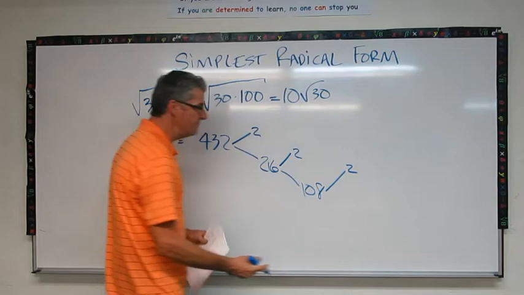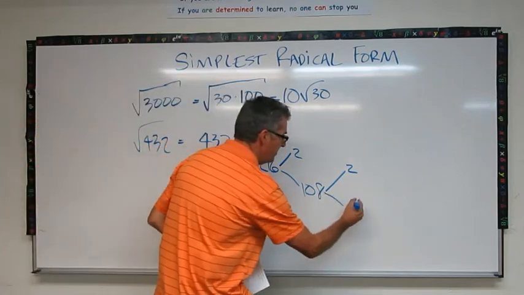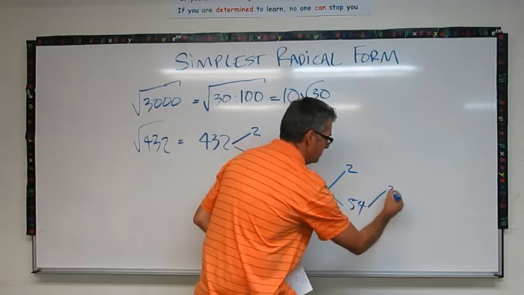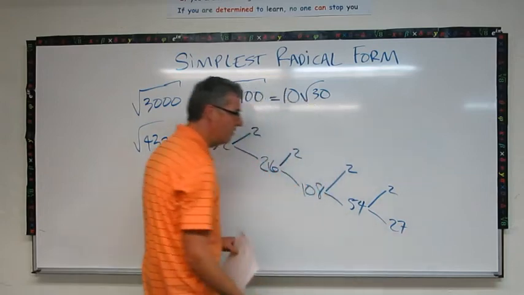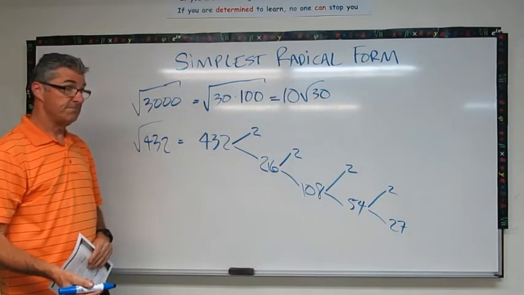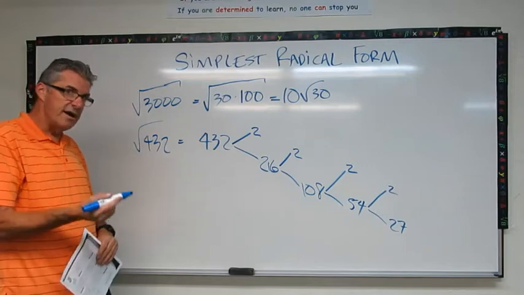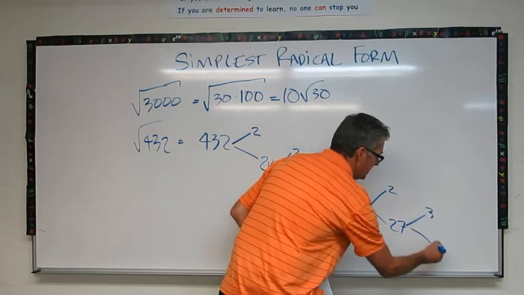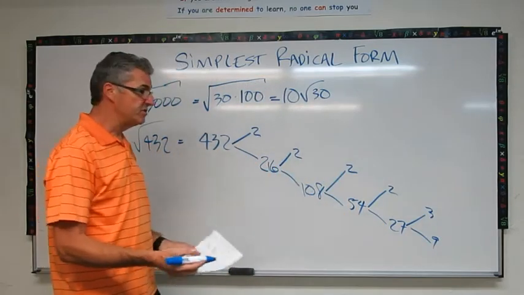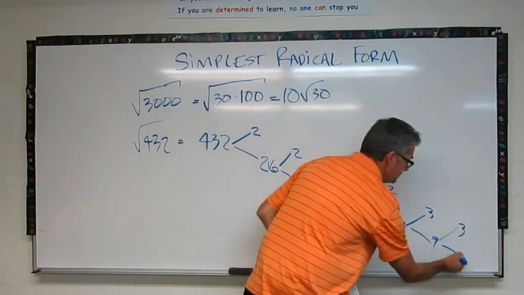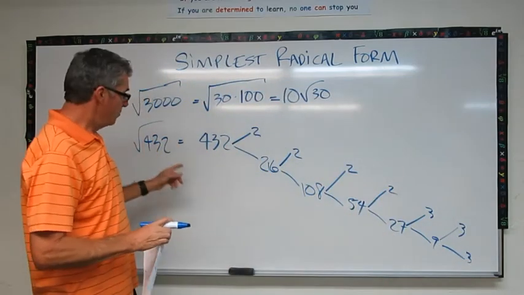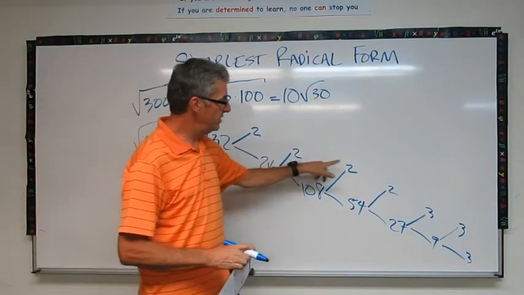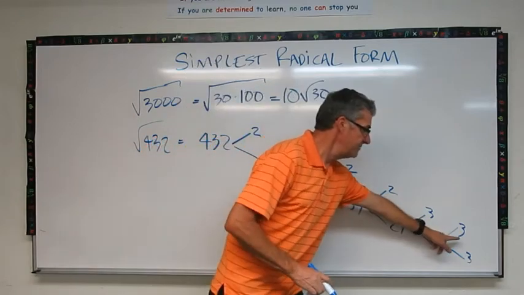Can I do that again? Sure. 2 times what makes 108? That's 54. Can we keep going? Sure. 2 times 27 makes 54. Now, I got an odd number. Can't do that anymore. But 27, let's go 1 up. Let's see if we can divide that by 3. Sure enough, I can. That's 3 times 9. And then 9 also divides by 3. So that's 3 times 3. So now, with this little chain, I know I can multiply to 432 by going 2 times 2 times 2 times 2 times 3 times 3 times 3.